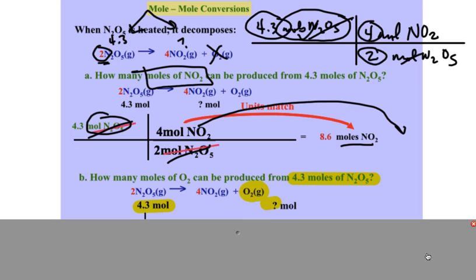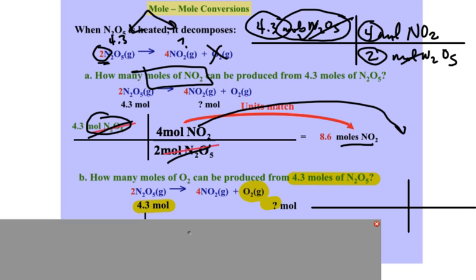So the first thing I'm going to do is set up a little problem solving grid. I'm going to grid it up like this. The next thing I'm going to do is automatically copy my given in. So my given is 4.3 moles of N2O5. As soon as I have moles in the upper part of the grid, it's turkey time. It's time for me to drop the turkey in there.